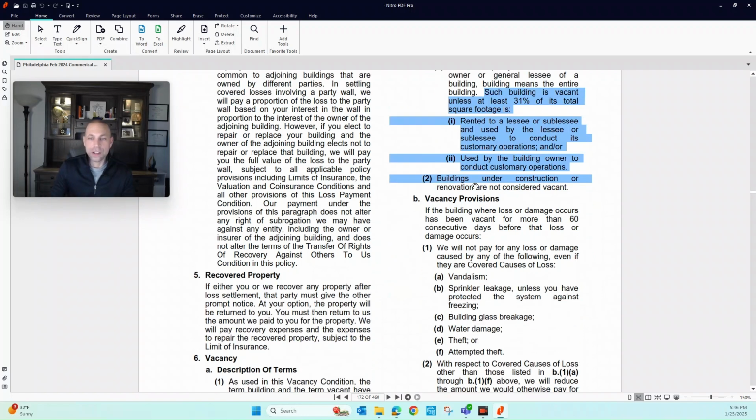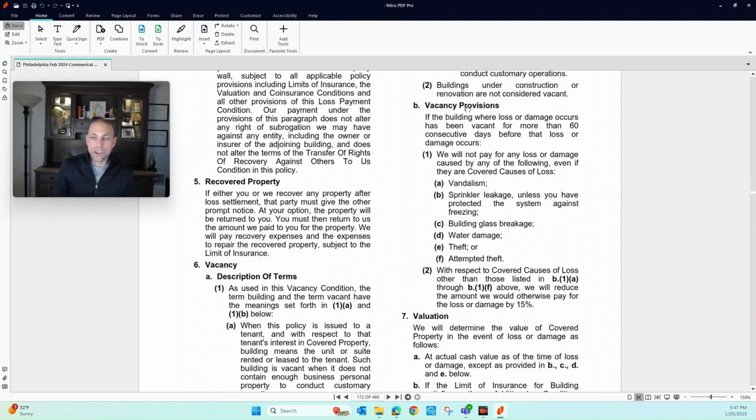Another note here I have highlighted on the second part of the owner: buildings under construction or renovation are not considered vacant. So if things are cleared out and you're doing renovations or updates or what have you, and something happens during that, the property policy is going to respond as normal. Vacancy provisions. So let's get to this.